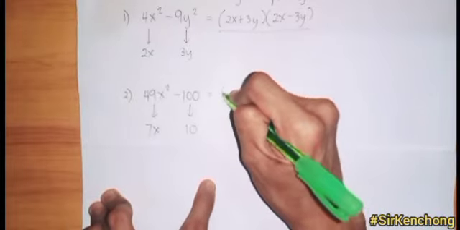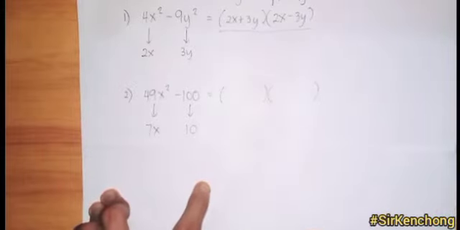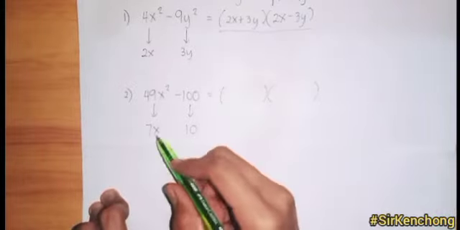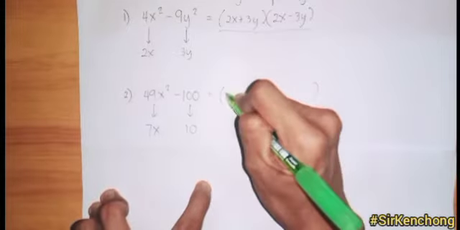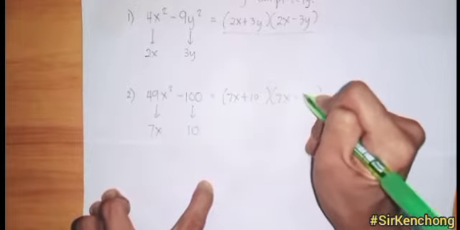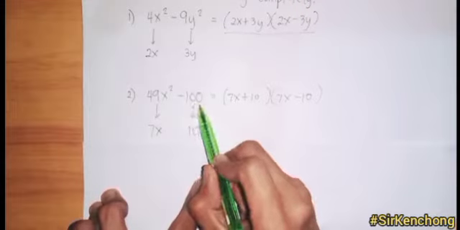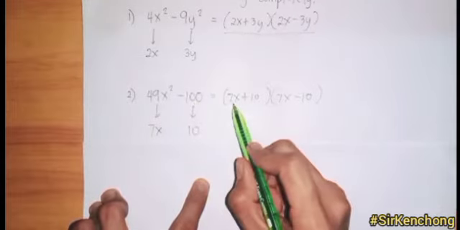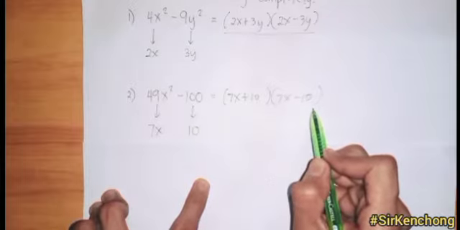Okay, second step, we write the product of the sum and difference of the two square roots. So, sulat natin yung sum ng dalawang square roots na to at yung difference ng dalawang square roots na to. So, we have 7x plus 10 and 7x minus 10. Therefore, 49x squared minus 100 is equal to the quantity 7x plus 10 times the quantity 7x minus 10.